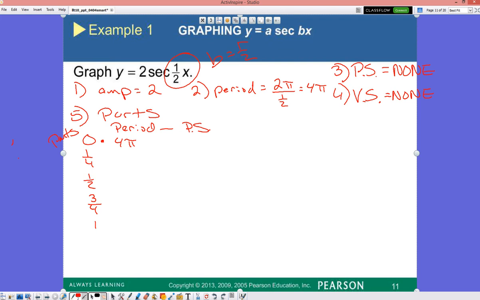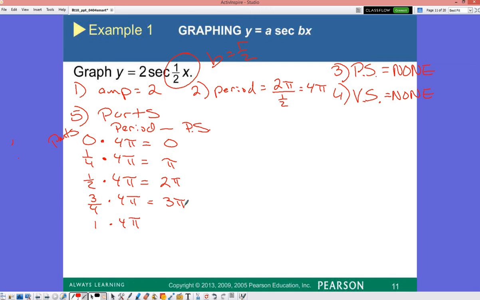All right, so let's do our math here. 0 times 4 pi. So my first one here is 0. Second one, pi. Third, 2 pi. Fourth, 3 pi. Last, 4 pi. So how many periods am I graphing this over? This is all over just one period, isn't it? It's always 5 parts. Okay. So here's my 2.